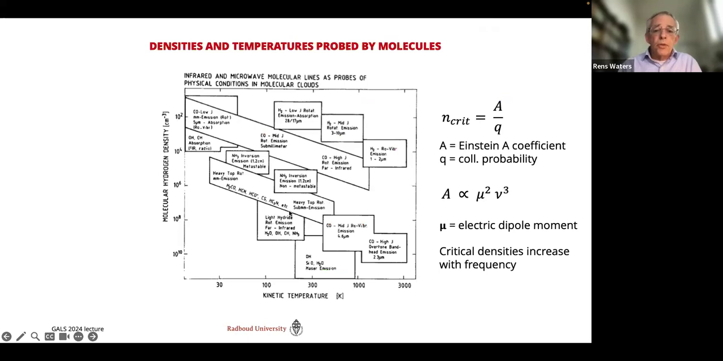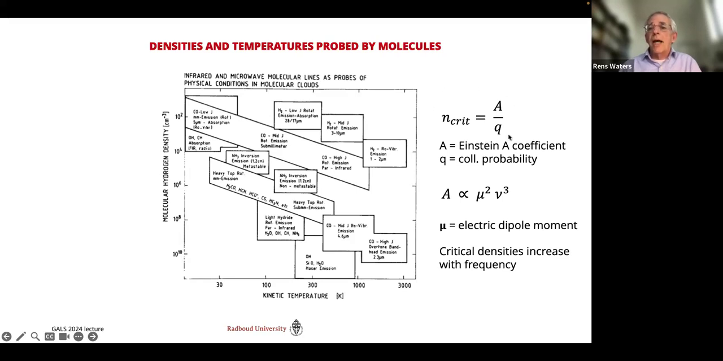And then for molecules, you can make a similar diagram as for the atomic and the ionic lines, but in just a slightly different notation of the axis. So on the horizontal axis here, we have the kinetic temperature of the gas in Kelvin, and on the vertical axis, we have the molecular hydrogen density in particles per cubic centimeter. And you can see here that for different molecules like carbon monoxide, or light hydride molecules, there's a range in temperatures and densities that these particular transitions probe.